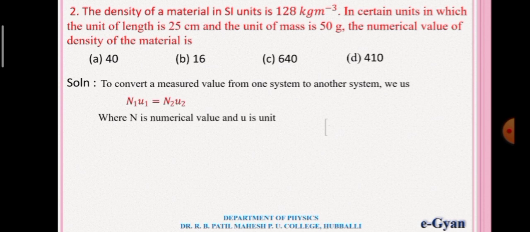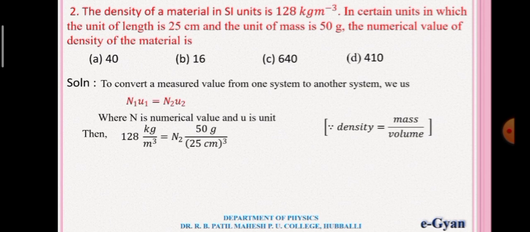And we have the expression for density, that is density is equal to mass divided by volume, and here N1 is equal to 128 and U1 is equal to kg per cubic meter, and we don't know the value of N2 and U2. U2 gives the unit of CGS system, that is gram per cubic centimeter. Then the above equation we can write it as 128 kg per cubic meter is equal to N2 into 50 grams divided by 25 centimeter whole raised to 3.